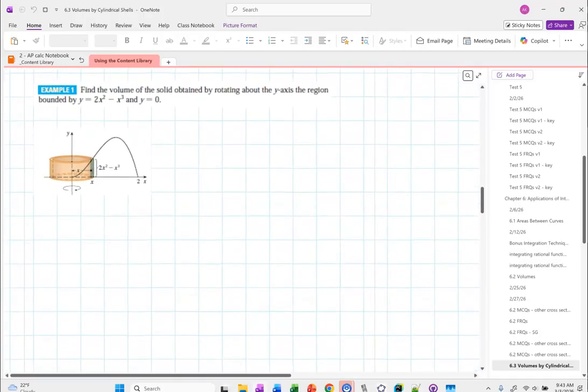All right, let's return to this original problem that we started with, that we saw was going to be kind of impossible to do using a disc or a washer.